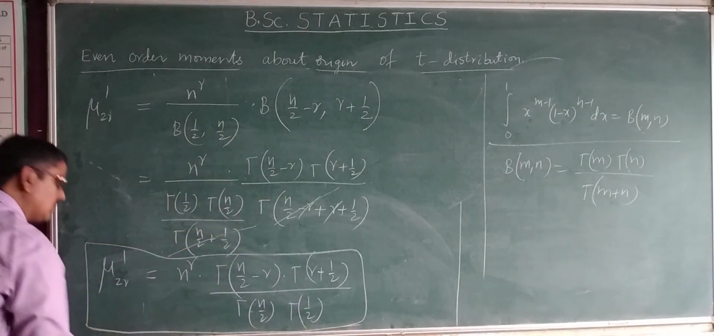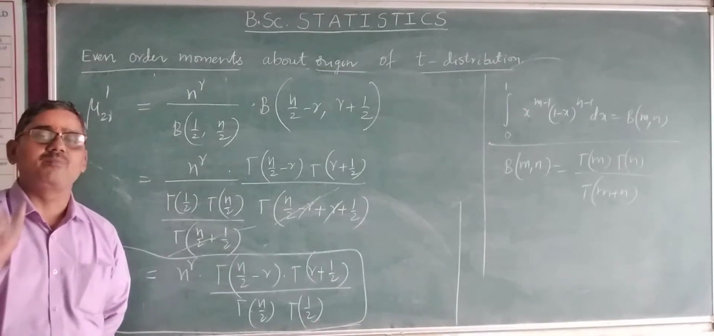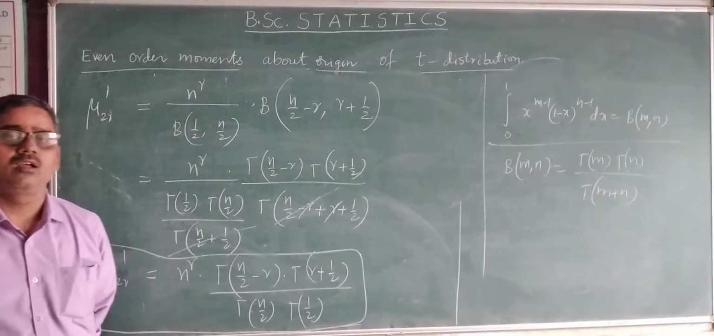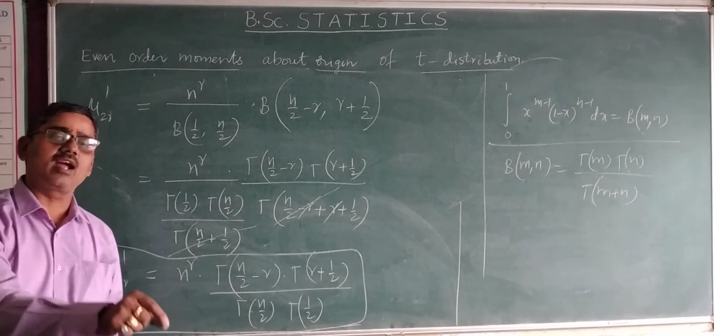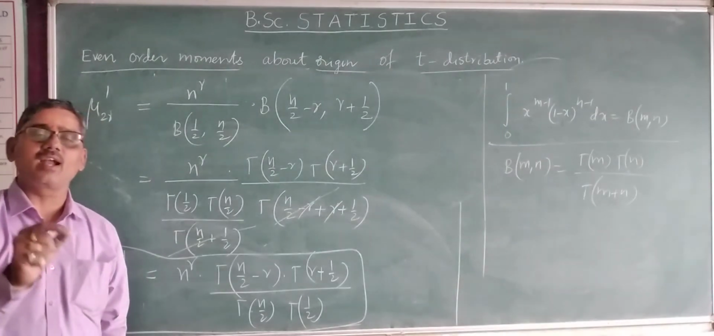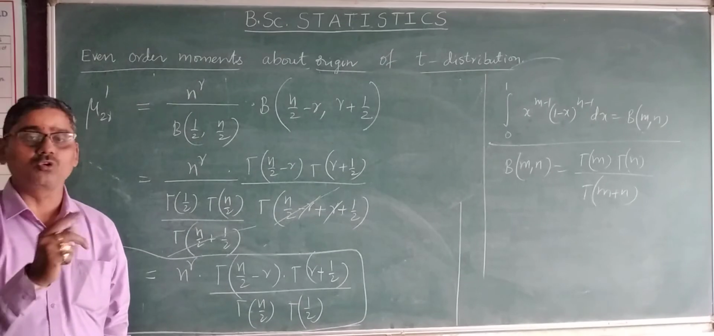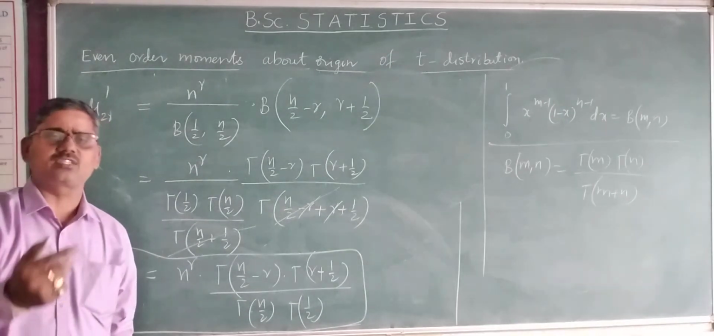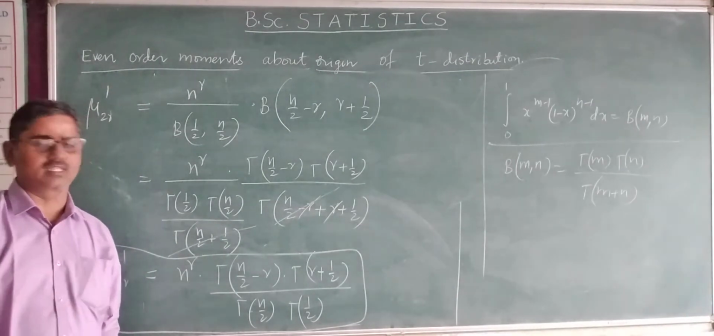even order moments about origin of the T distribution, right? Hope you understand this is the formula. If you substitute r equal to 1, you will get mu 2 dash, that is the variance. If you substitute r equal to 2, you will get mu 4 dash, r equal to 3, mu 6 dash, etc.